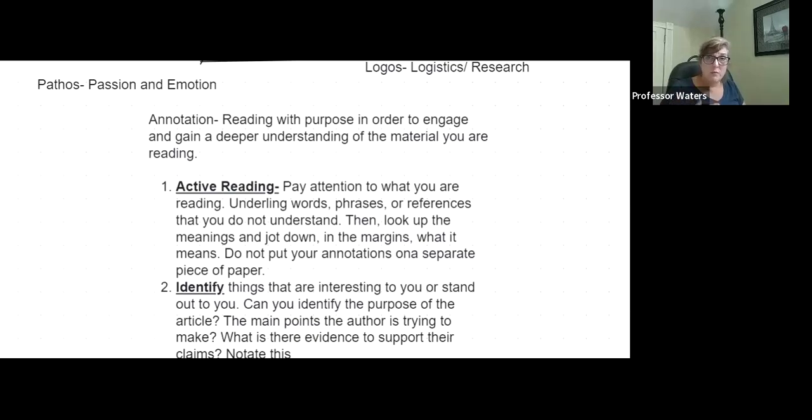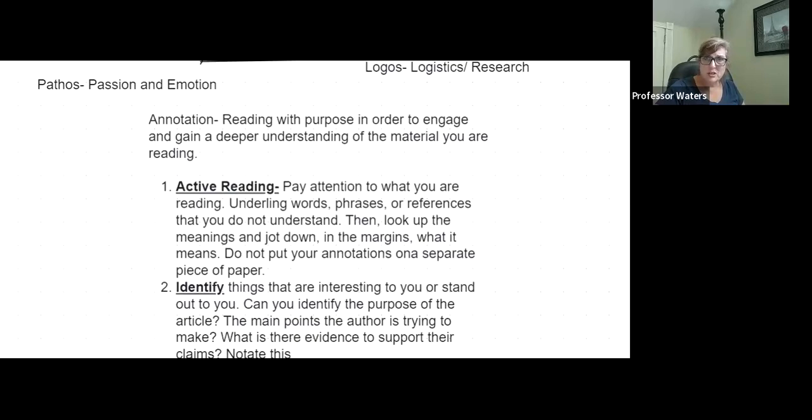And it's even with my first read through. So I'm going to identify words that I don't know. I'm going to underline it. I'm going to underline phrases or references. So if they reference a person or a time in history or something like that, and you are not 100% sure of what that is, you need to make sure that you know what that reference is. Jot it off in the margins.